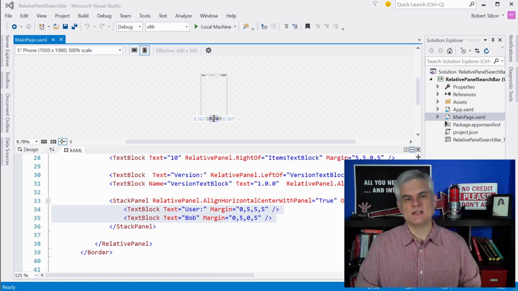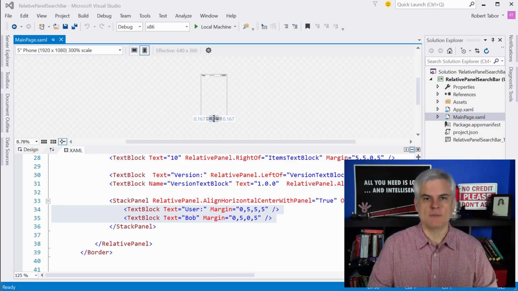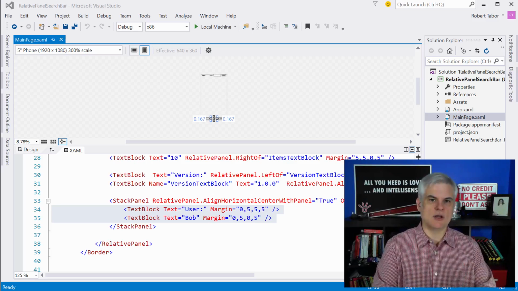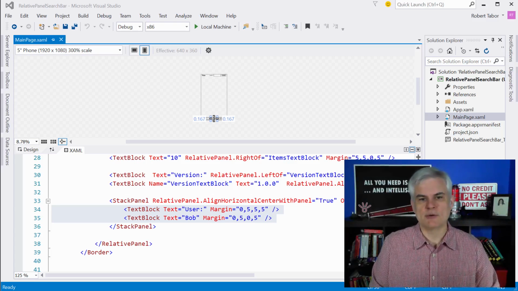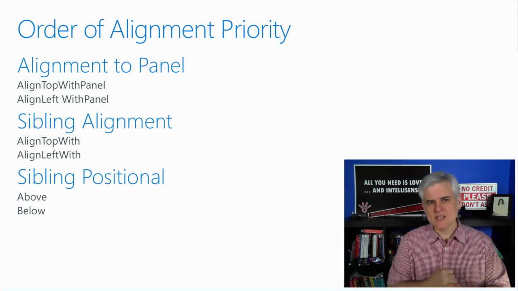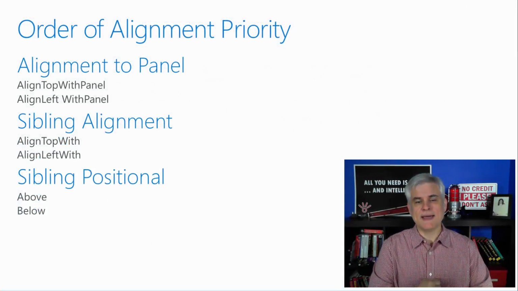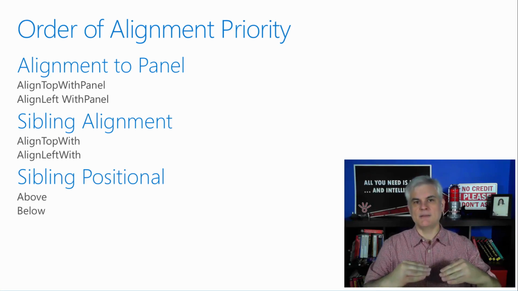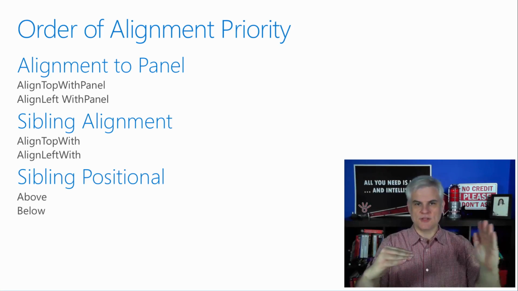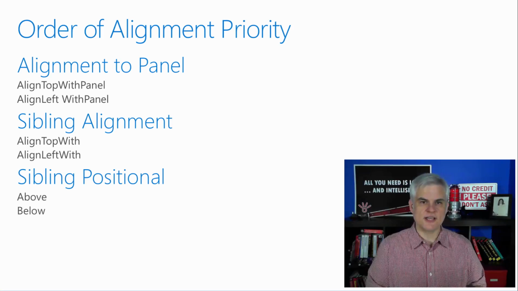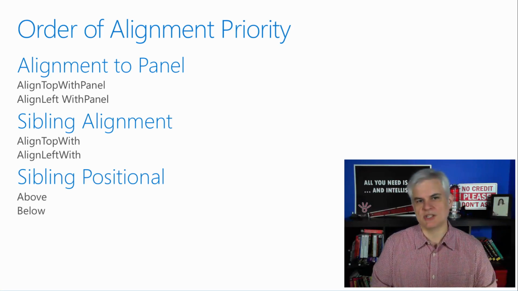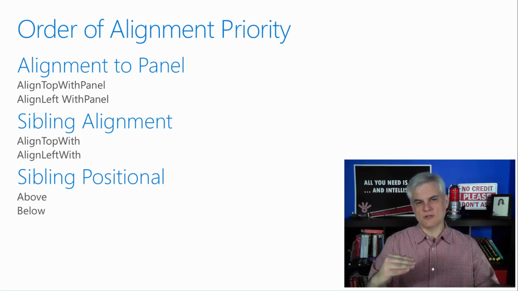So whenever this happens, there's actually an order of events, just like whenever you are working in a math problem or even in code, where parentheses can dictate the order of operation. There is an order of operation with how these relationships are deciphered, in this order. So first priority will be panel alignment, so align me to the left or the right of the panel. Then the second one will be sibling alignment relationships: align me with the top of this control, align me with the left of that control. And then the third and the lowest priority would be sibling positional relationships: set me above this control, below this control, to the left of this control.